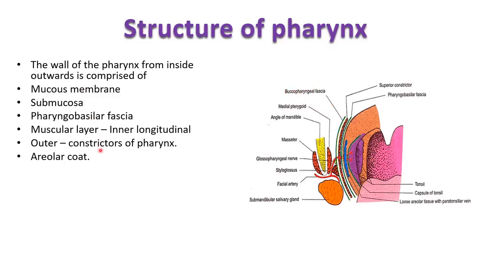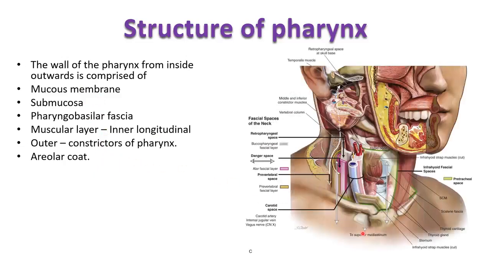Now we will briefly understand these layers one by one. First, coming to the areolar coat. Here you are able to appreciate the pharynx wall, and in front the thyroid cartilage, cricothyroid muscle, and all those things. On either side you are able to see the contents of the carotid sheath. This is your vertebra, and between the pharynx and the vertebra you are able to see the space.